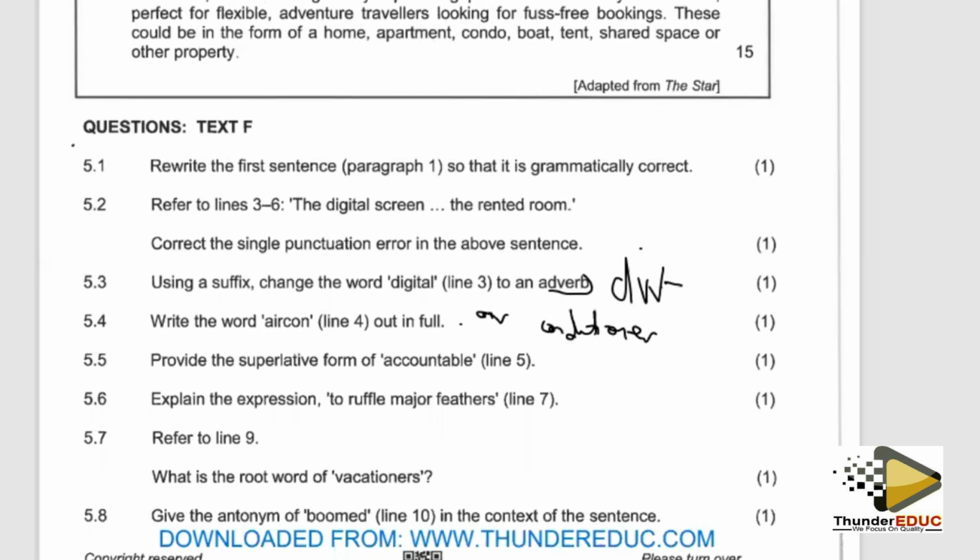Next, provide the superlative form of accountable. Superlatives are the comparative forms. So when we are supposed to give the superlative, it's most accountable. The superlative form of accountable is most accountable. So it will be most accountable there.